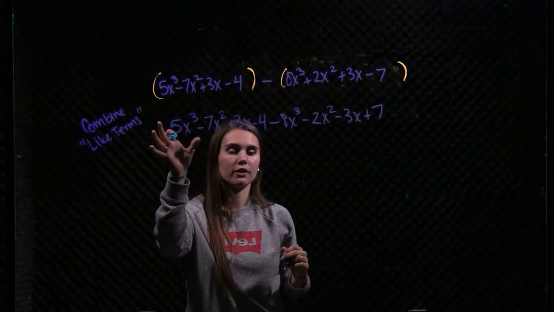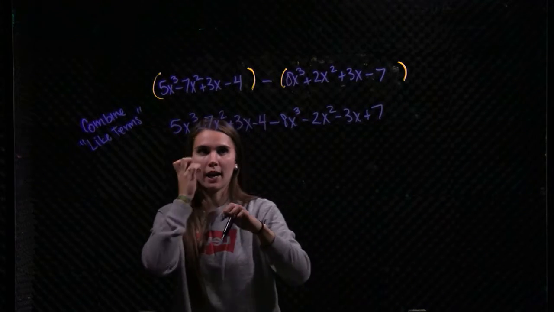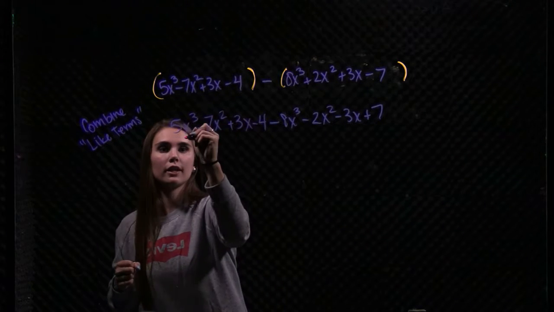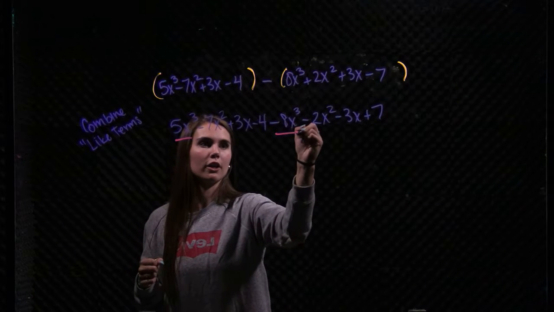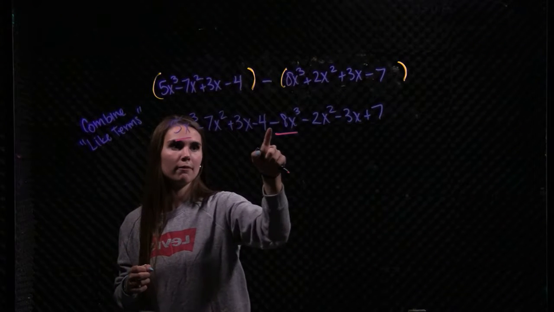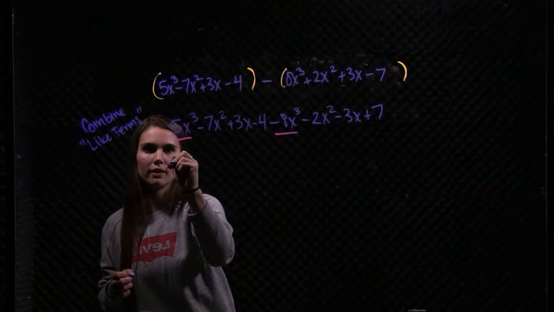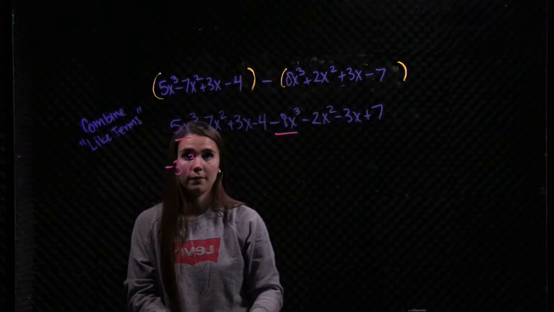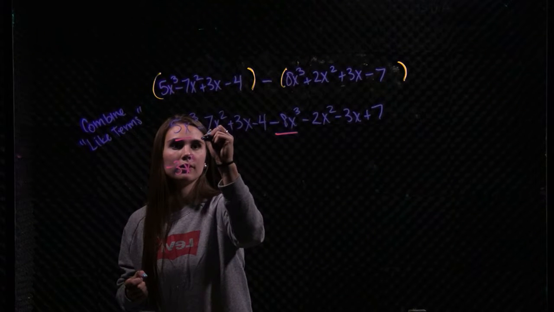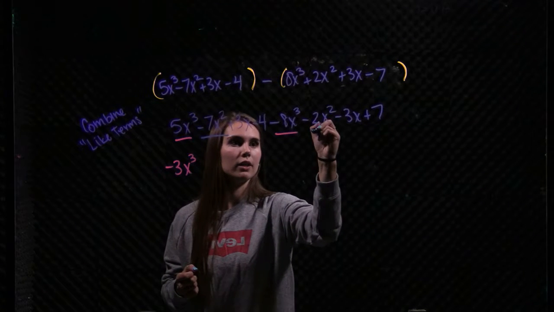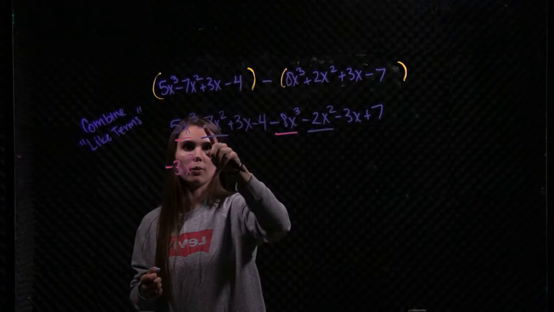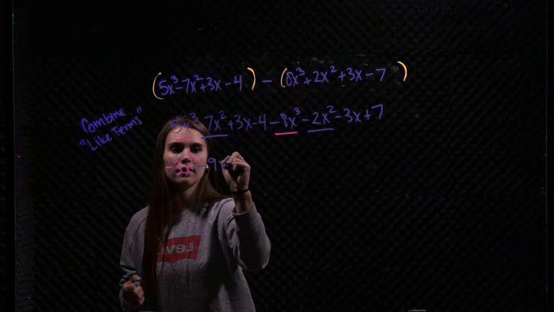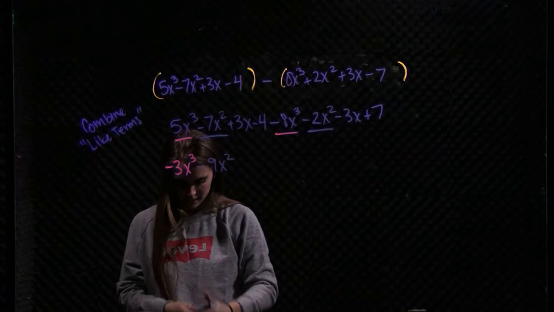So now I can just combine all my like terms. So I have an x cubed here and x cubed here. So 5 minus 8 is going to be negative 3x cubed. Then my x squareds, I have negative 7x squared and I have a negative 2x squared. So negative 7 minus 2 is going to be negative 9x squared.